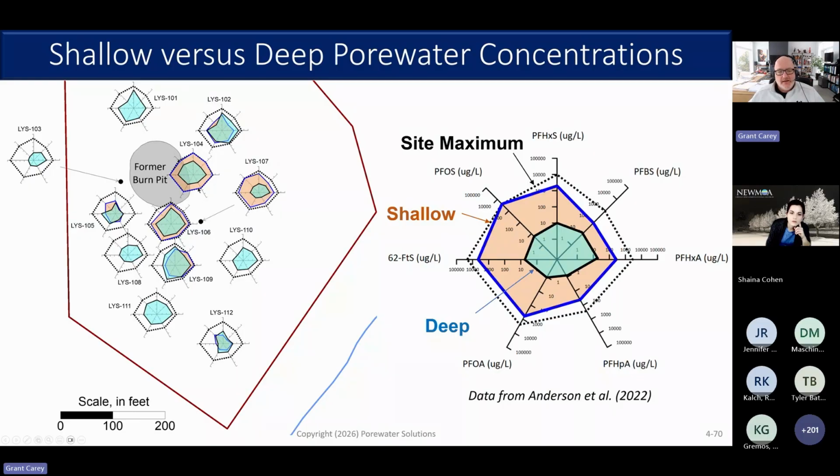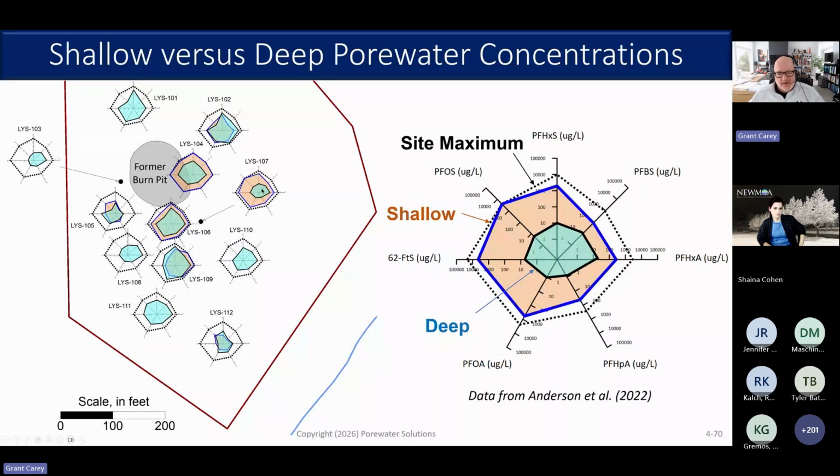And you can see that's definitely lysimeter 107. You can see that's the one from the legend. The long chains are orders of magnitude higher. The differences get smaller as you go from left to right, as you go from long chain to short chain. So for the compounds that don't absorb as well to the air-water interface, you have less of a difference between shallow and deep pore water concentrations at this location.